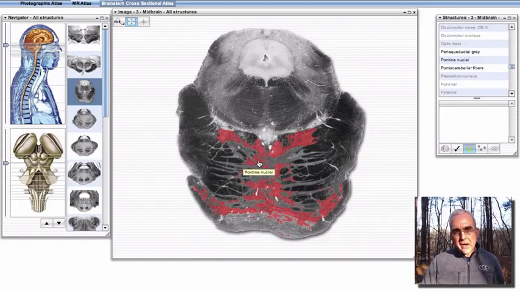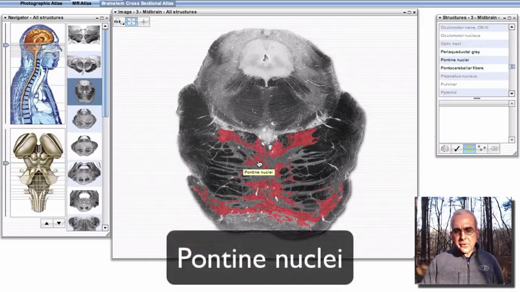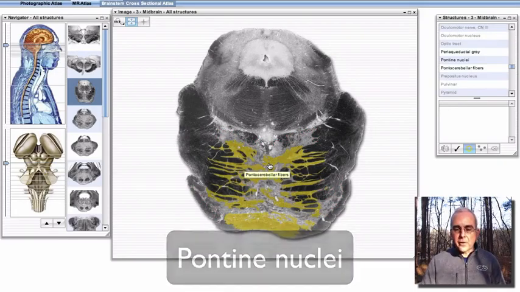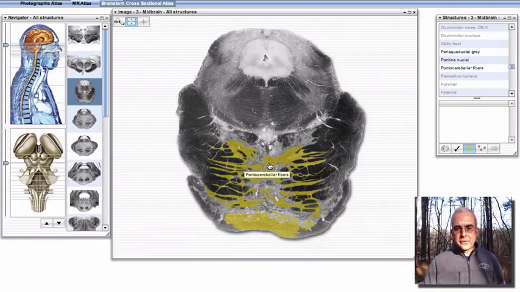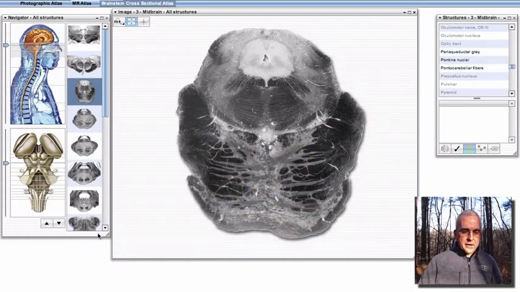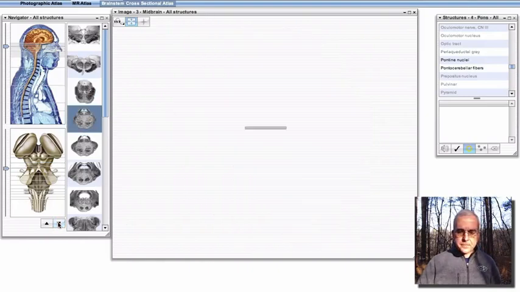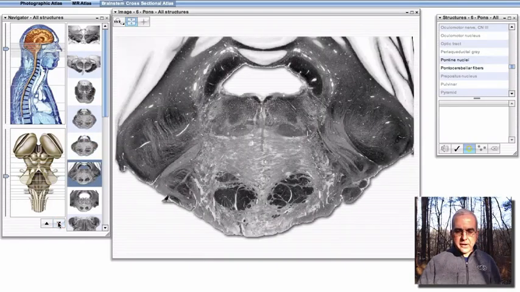We have nuclei in the base of the pons called the pontine nuclei that give rise to axons called the pontocerebellar fibers, because they're going from the pons to the cerebellum. Well, let's go ahead and section down into the pons. We'll actually skip this section and go to the widest part of the pons, where the pons is sending axons out into the cerebellum. And then we'll work our way back up to those sections we just passed by.